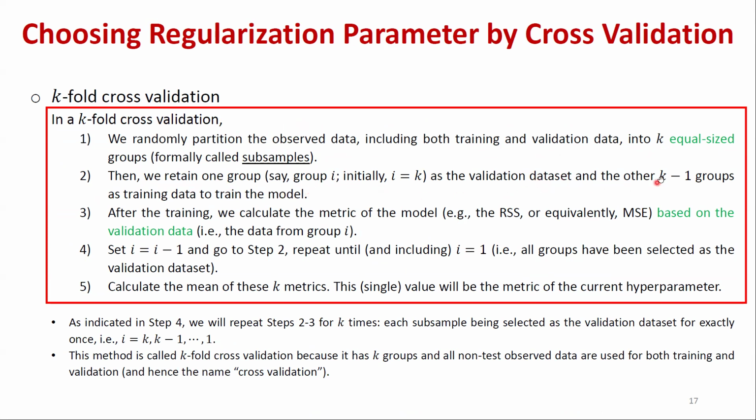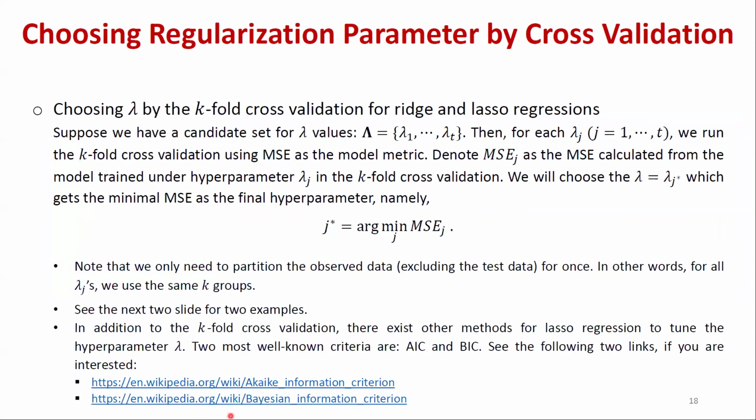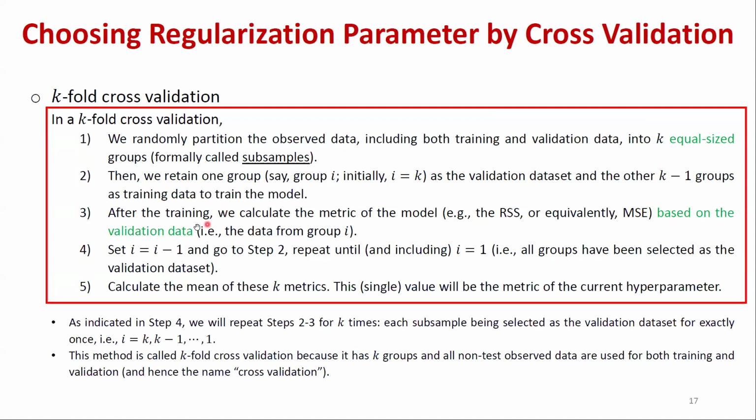Then we retain the first group to be the validation data set, and the other k-1 as the training data to train the model. Then after training the model, we calculate the metric. Here we use the metric MSE, mean square error. We will have the definition later, based on the validation data. And then we set the second group to be the validation data, and the other k-1 groups to be the training data.